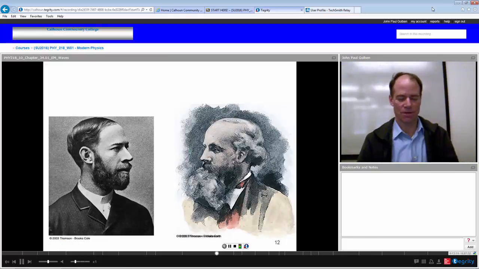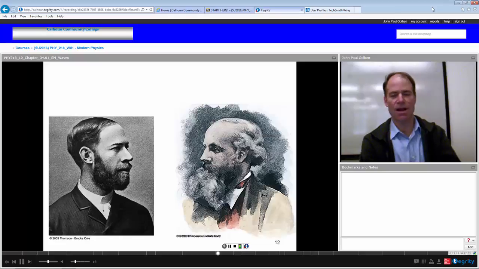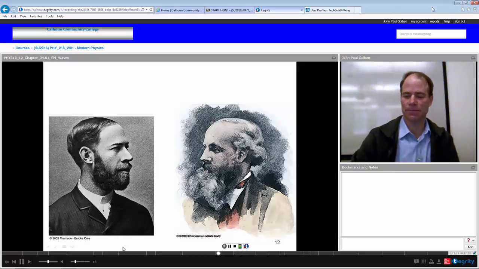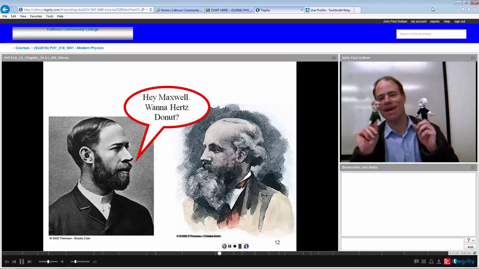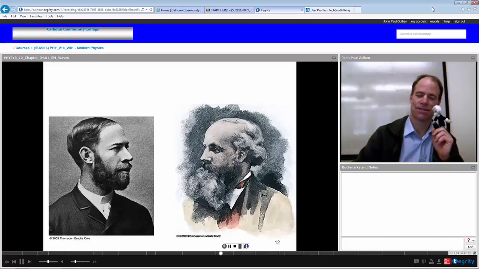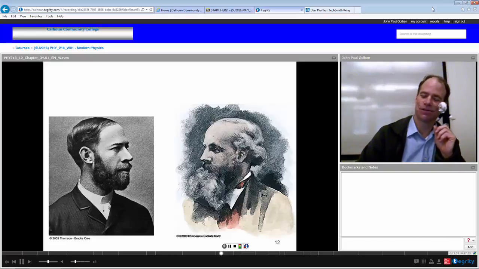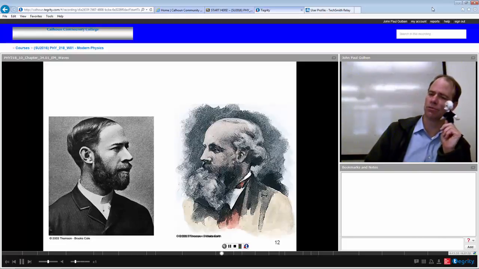Here's Heinrich Hertz and James Clerk Maxwell, and they're having a conversation. And Hertz says, "Hey, Maxwell, want a Hertz donut?" Oops. "Why, yes, I believe I certainly would."